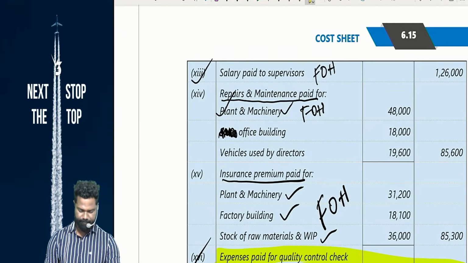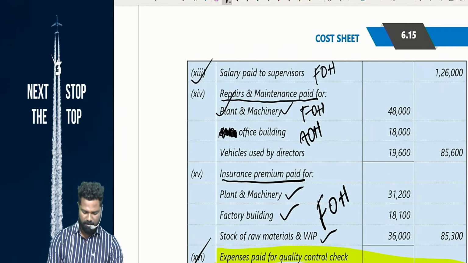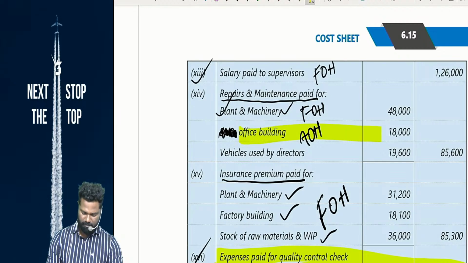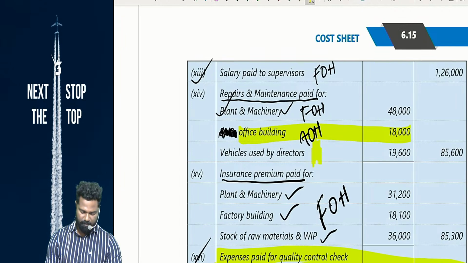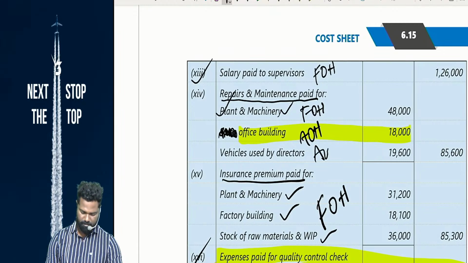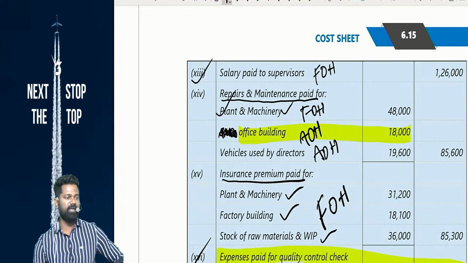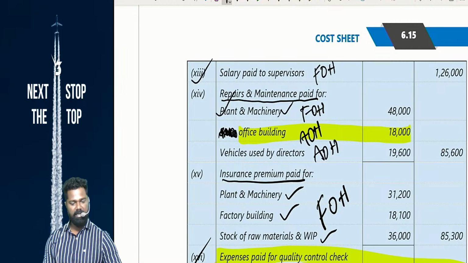How much is that? Repairs and maintenance of office building. Just take it as office building. Tell me how much is that? 18,000. Next, this also comes under AOH. Director relating to what? Administrative, right? And any repairs and maintenance used by him should also come under administration.